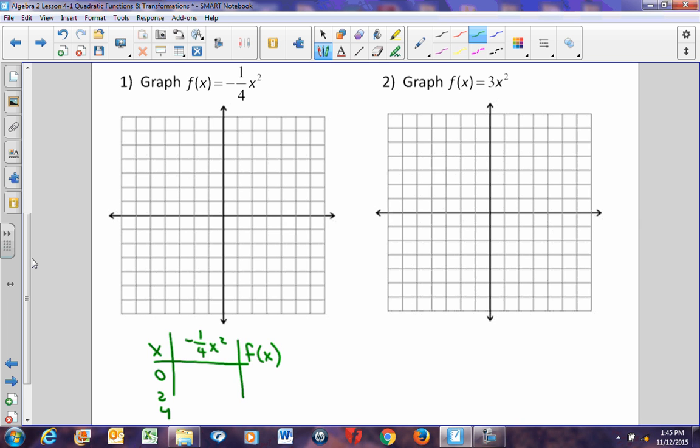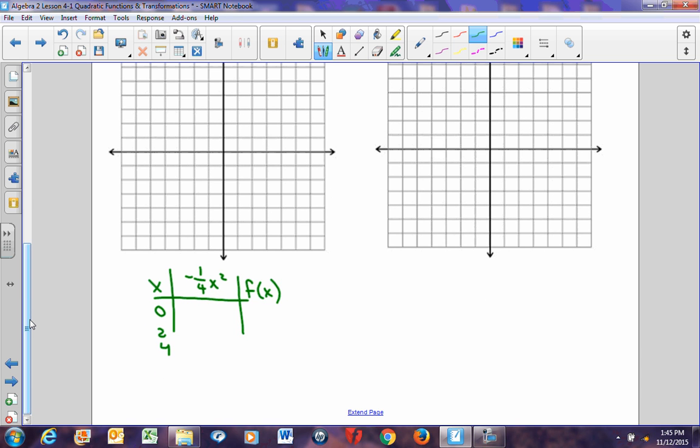I'm going to move off my graph for a minute, and then we'll move back up. If x is 0, I get -1/4 times 0 squared, which is just 0. If x is 2, I get -1/4 times 2 squared. 2 squared is 4. -1/4 of 4 is -1. And if x is 4, I get -1/4 times 4 squared. Well, 4 squared is 16. 1/4 of 16 would be 4. -1/4 of 16 would be -4. So I have the points (0, 0), (2, -1), and (4, -4).